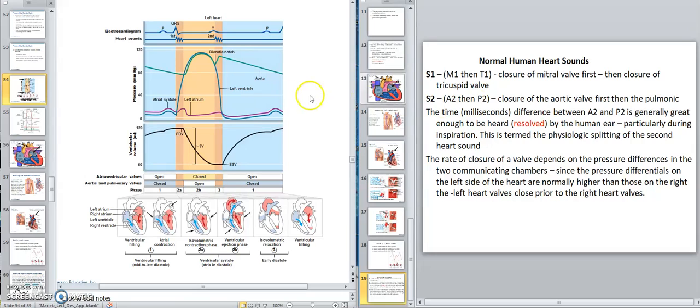However, in this situation, we're only looking at the left side of the heart. So S1 then would only be a mitral look. S2 would be an aortic, because over here would have been the right side, and we're only looking at the left heart in this drawing. So, S1, closure of the mitral valve.